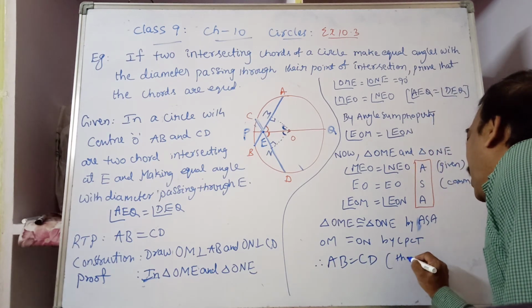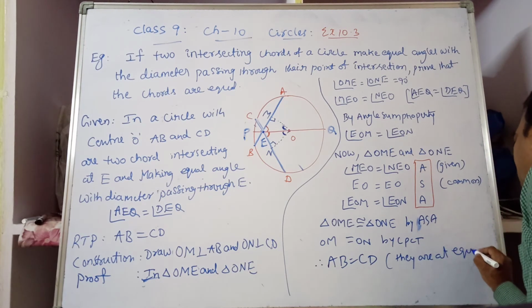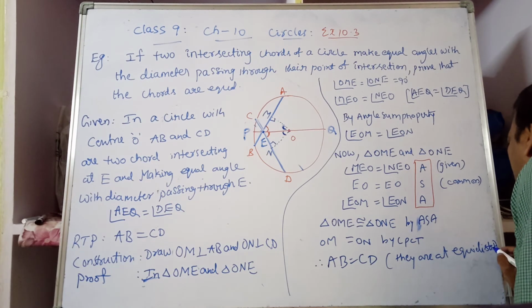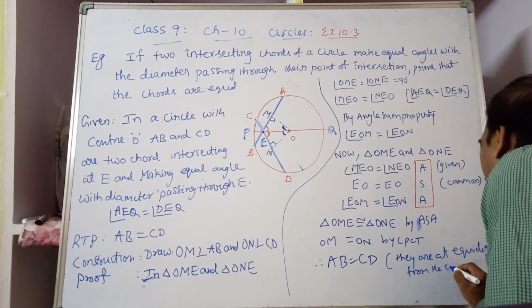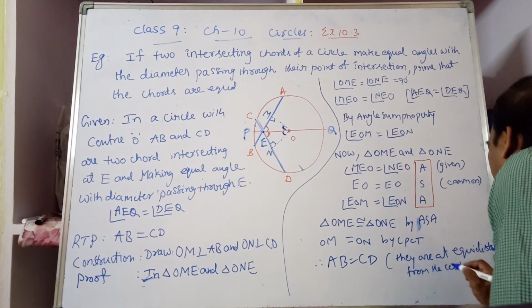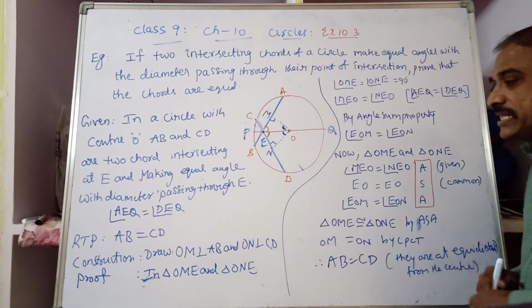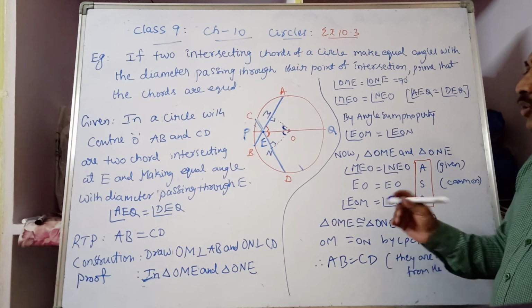Reason: they are at equidistance from the center. So we proved AB is equal to CD. Is it clear, students? I hope you understood.